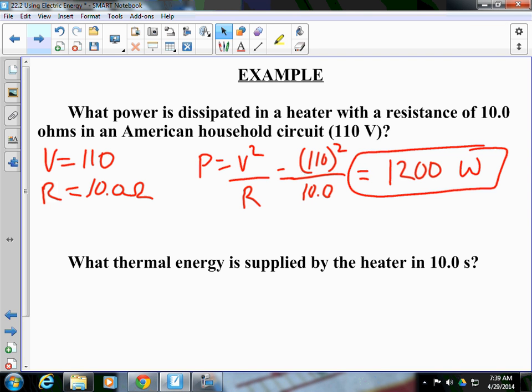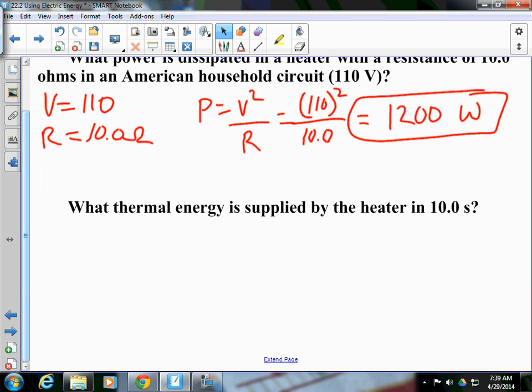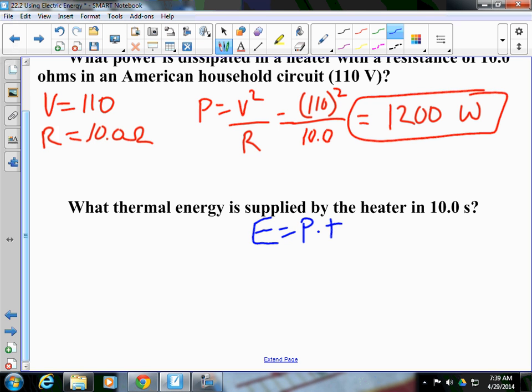So that is part 1. Part 2: What thermal energy is supplied by the heater in 10 seconds? Now we want our thermal energy. Thermal energy, E, is equal to P times T. We know our power from the previous part is 1200 watts, but remember, energy likes to be expressed in kilowatt hours when we're talking about electrical energy. So power is equal to 1.2 kilowatts. Our time is 10 seconds. However, we need to get that into hours, so we're going to take 10.0 and divide by 3600. And when you do that, you're going to get 0.0028.